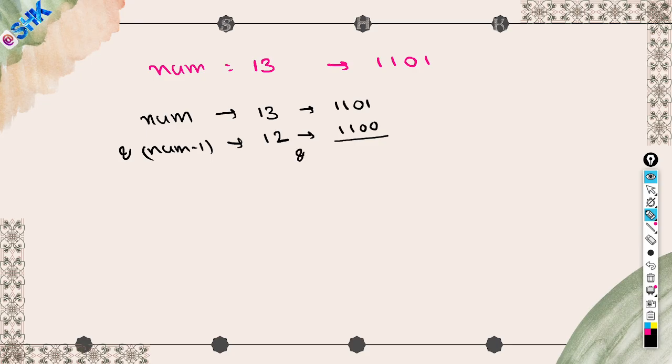Now we have to perform AND between these: 1 and 1, 1 and 1, 0 and 0, 1 and 0. If you observe the number and the result obtained, what is the difference you can see? The LSB is cleared, that is, the B0 bit is cleared here.